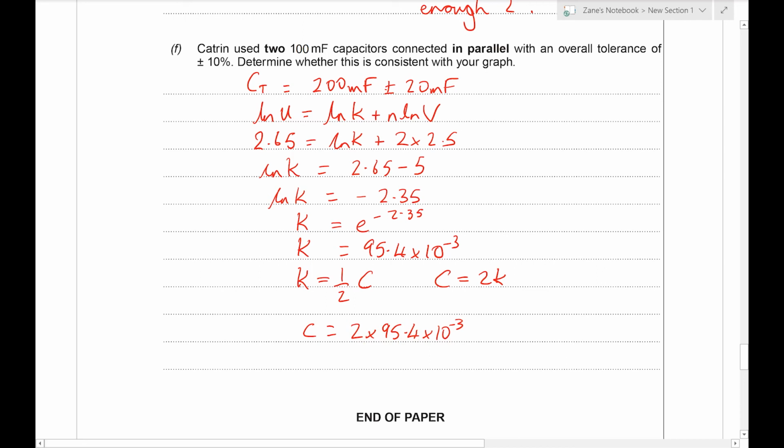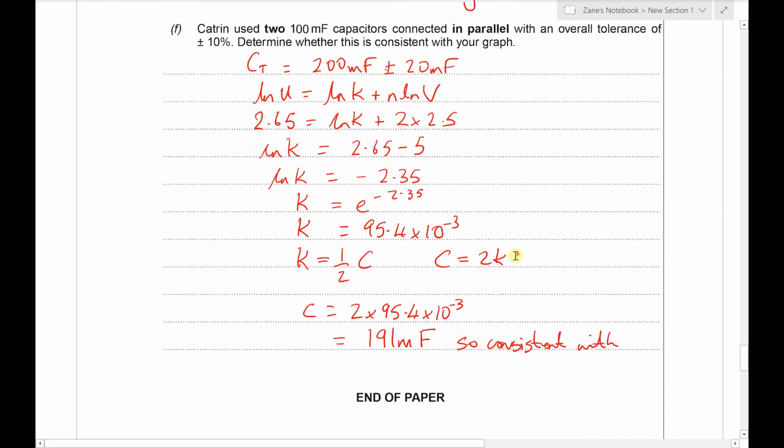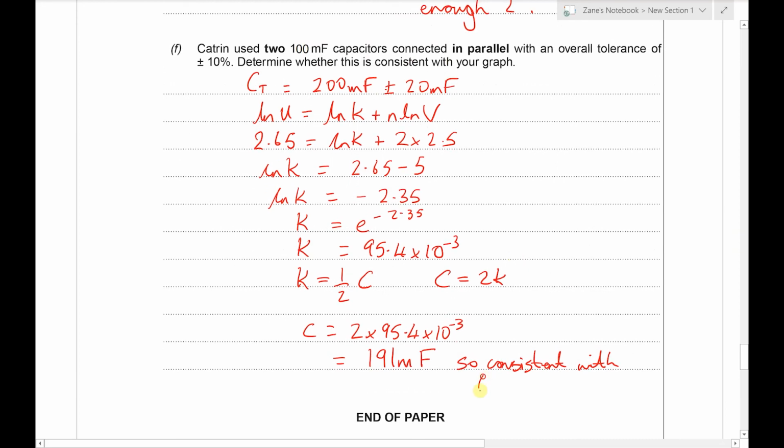And that will give us about 191 millifarads. And that is within the range that we're expecting here. We said that the capacitance should be 200 plus or minus 20, and 191 is just 9 below the 200 there. So let's just put a last little comment there. So consistent with the supplied capacitances, or capacitors if you like.